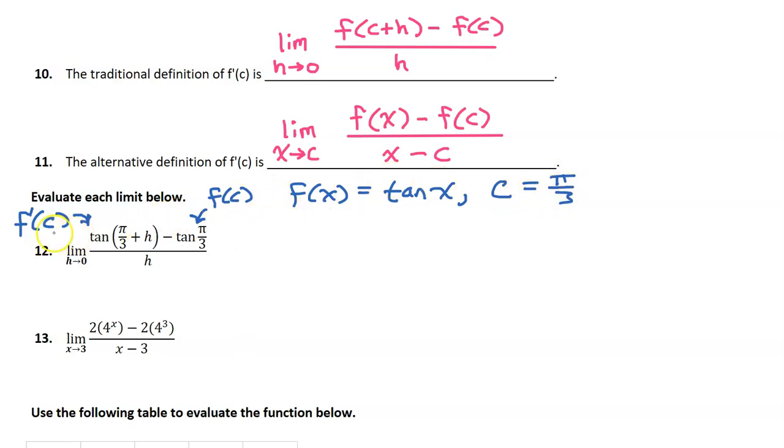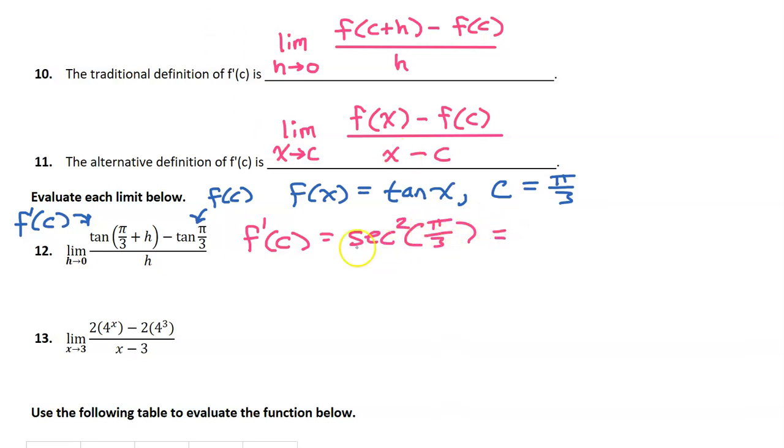Once we realize that this is just a fancy way of saying a derivative, we can just use our derivative rules. So if I want to take f prime at c, the derivative of tangent is secant squared. So I'm going to write secant squared, but I'm not going to write x like I normally would because it's f prime at c, and c is pi over 3. So I'm going to put pi over 3 in there. So we just have to evaluate this, and that's the answer.